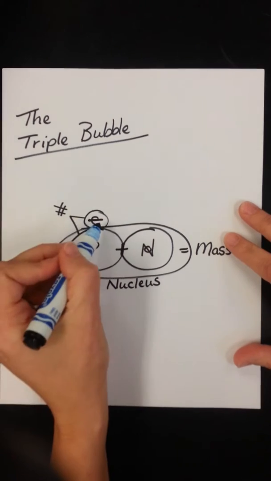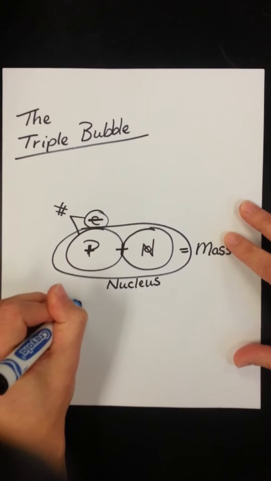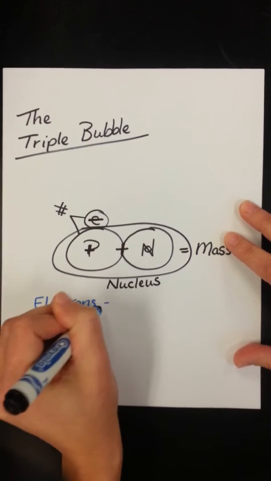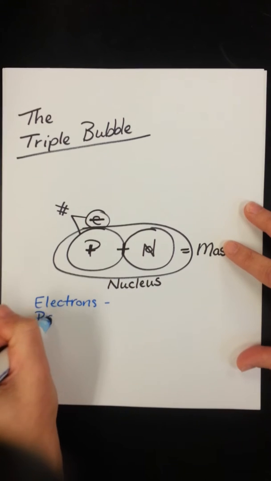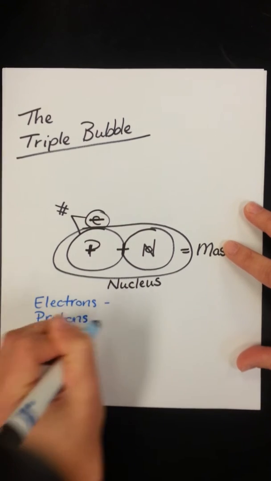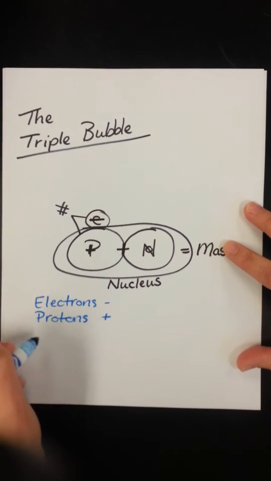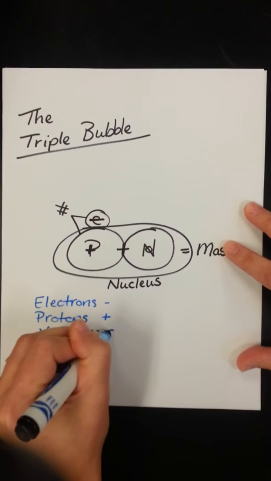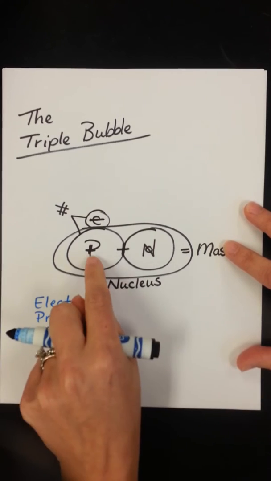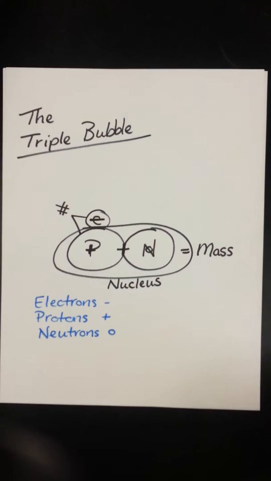The reason why we have the line here on the E is because electrons are negative. The reason why we have the plus sign on the P is because protons are positive. The reason why we have a 0 on the N is because neutrons are neutral. Both the protons and the neutrons are located in the nucleus, which is why both of those are located in the circle.